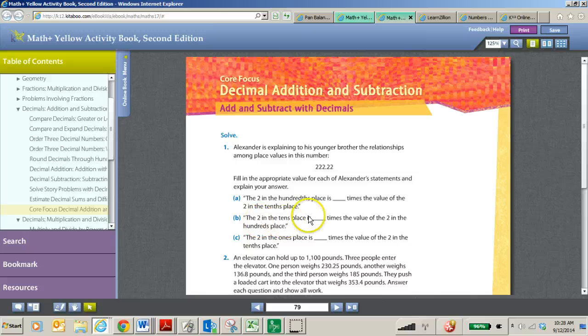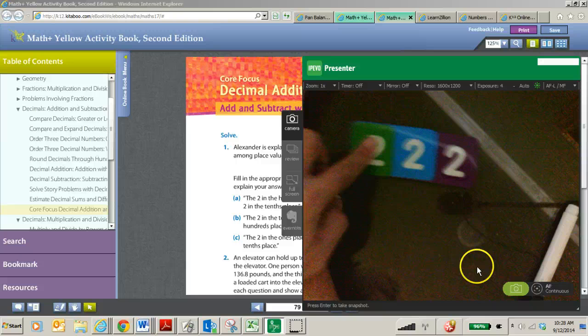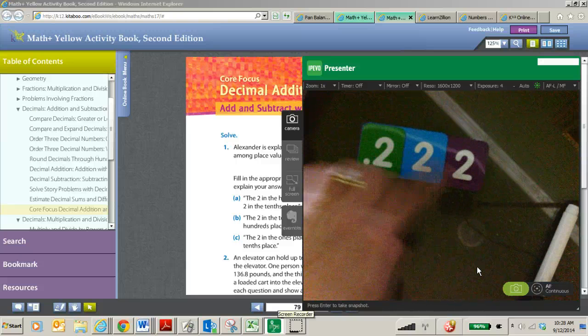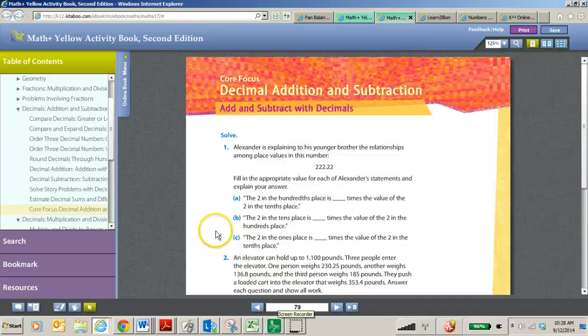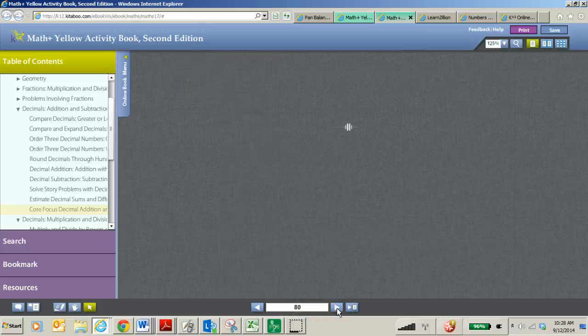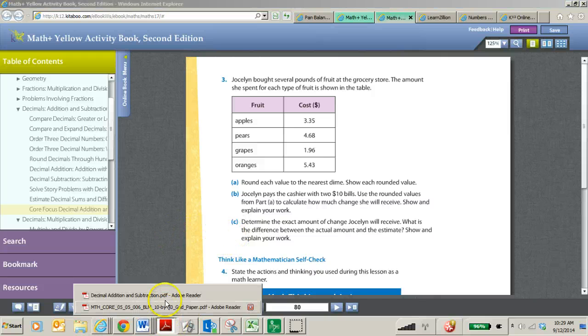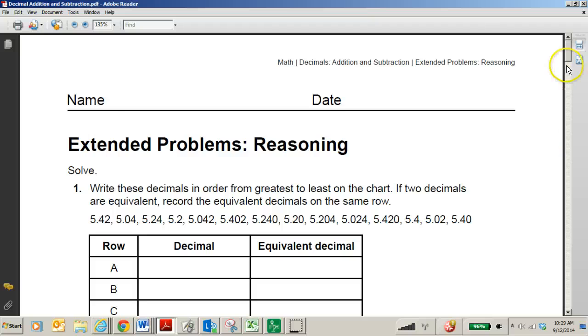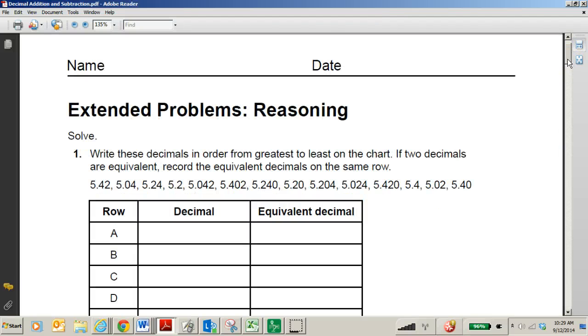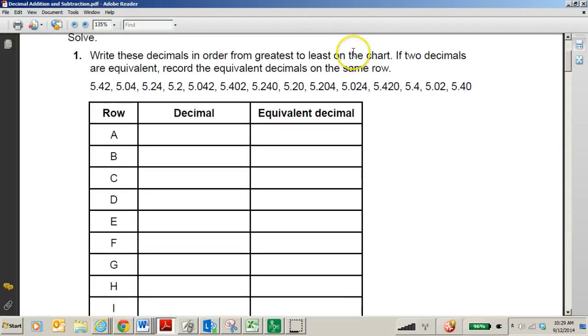So the 2 in the tens place is how many times the value of the 2 in the hundreds place. And I showed you that with the magnets, just like this. So build numbers and definitely compare the values. And like I said, this is going to be in Study Island, and that is one of the key critical components of this unit. And then I'm going to also share with you what the extended response items look like for this unit. It does talk about ordering the decimals from greatest to smallest.